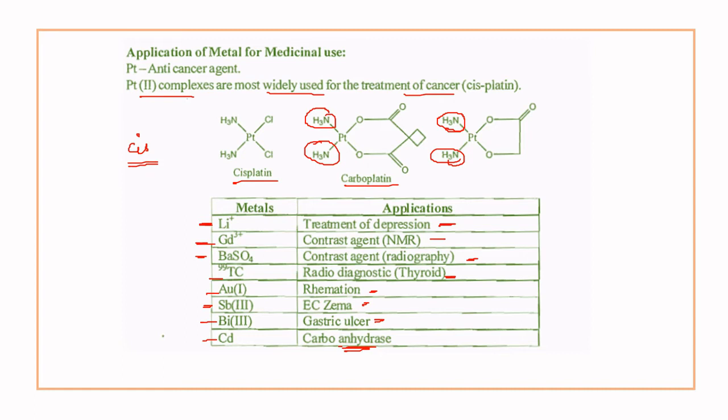Treatment of depression, which metal is used? Lithium metal is used. Which metal is used as a contrast agent in NMR? Gadolinium. Which compound is used as the contrast agent in radiography? That is barium sulfate. And for radiodiagnostic of thyroid, which element is used? That is technetium, right?